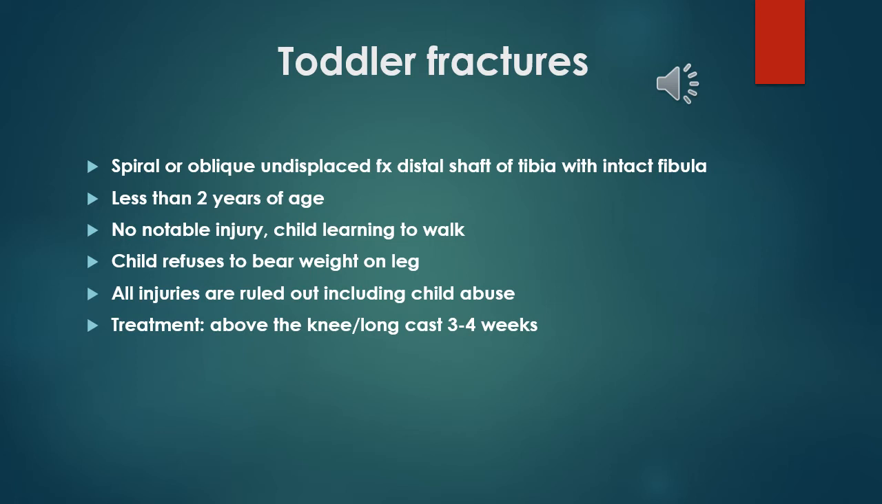What happens is the child will refuse to bear weight on one leg, but all injuries should be ruled out, including child abuse, especially since this is typically a spiral fracture. Treatment for a toddler fracture usually includes an above-the-knee or long cast for about 3 to 4 weeks.